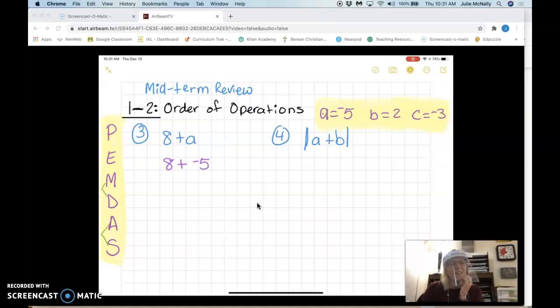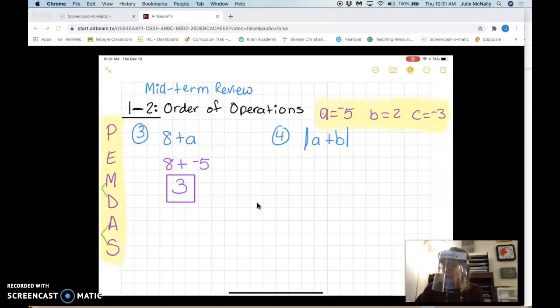So what is 8 plus negative 5? 3, but the 8's bigger, so now it's positive 3. It's going to be a positive 3 because the signs are different, so I subtract. 8 minus 5 is 3. The answer takes the sign of the bigger number, and the 8 is positive, so the 3 is positive.